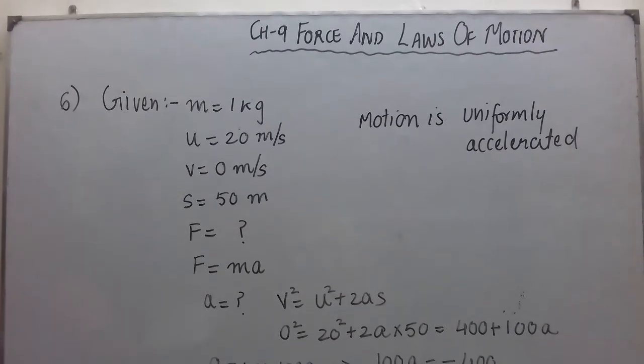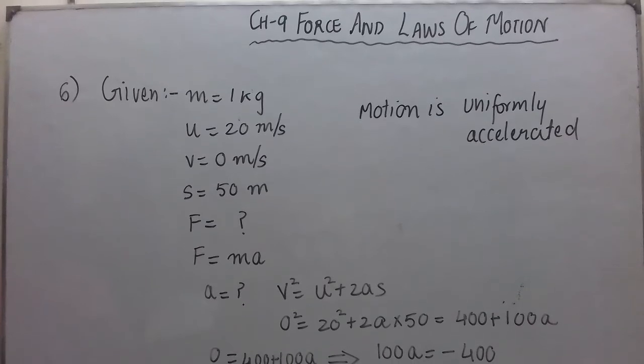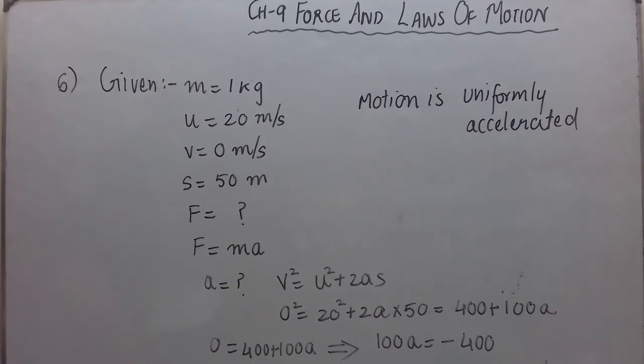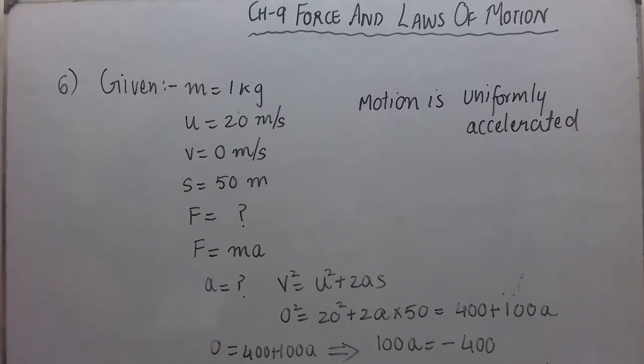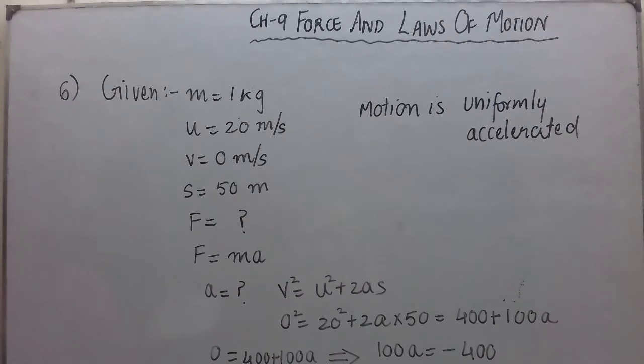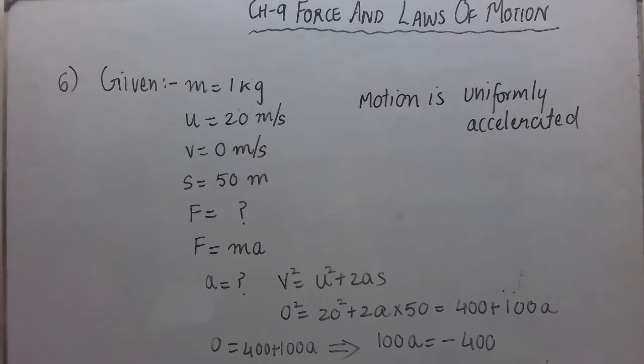Sixth question is, a stone of 1 kg is thrown with a velocity of 20 meter per second across the frozen surface of a lake and comes to rest after traveling a distance of 50 meters. What is the force of friction between the stone and the ice?